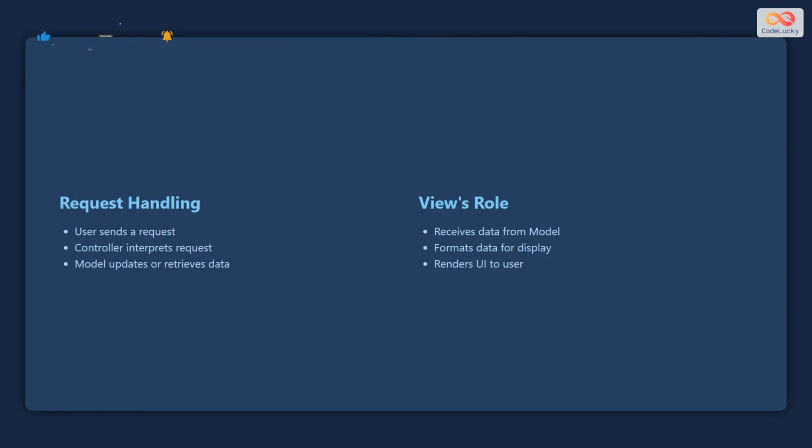When a user sends a request, the controller receives and interprets it. The controller then instructs the model to update or retrieve the relevant data. The model processes this request and sends data back to the view. The view formats and renders the data, presenting it to the user efficiently.